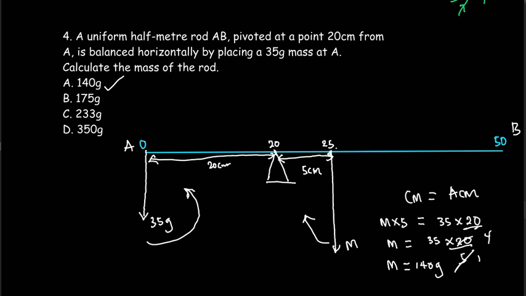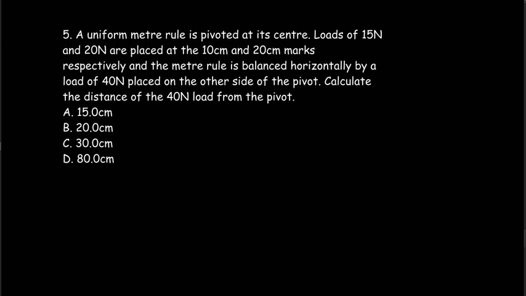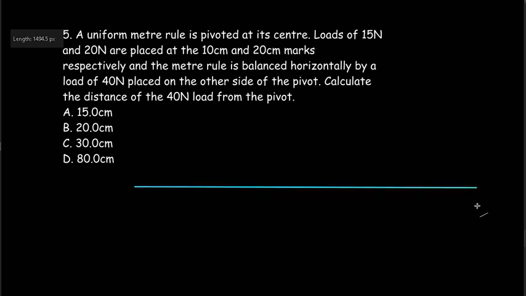And finally, the last question. A uniform meter rule is pivoted at its center. Loads of 15 Newton and 20 Newton are placed at 10 cm and 20 cm mark respectively. First thing you do as usual is to draw a representation of your meter rule. That's what I'm going to do again. I'm going to draw something that looks somewhat okay. So uniform meter rule pivoted at its center.